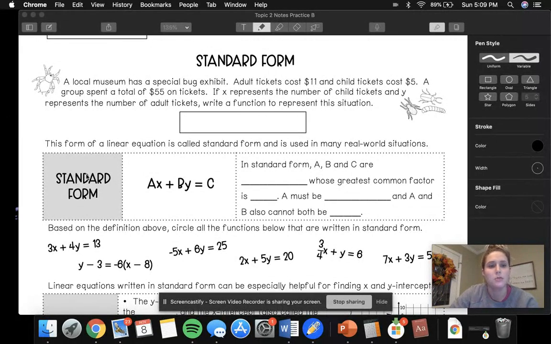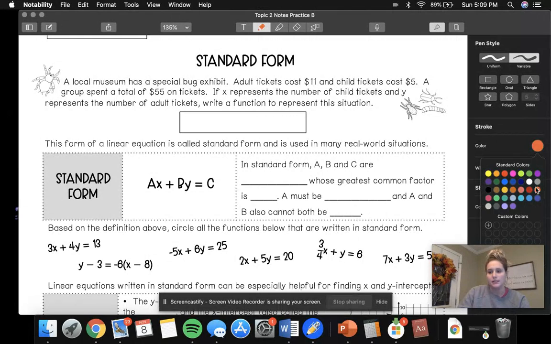So a local museum has a special bug exhibit. Adult tickets cost $11 each, and child tickets cost $5 each. A group spent a total of $55 on tickets. If X represents the number of child tickets and Y represents the number of adult tickets, write a function to represent the situation. So it tells us what the two variables represent.